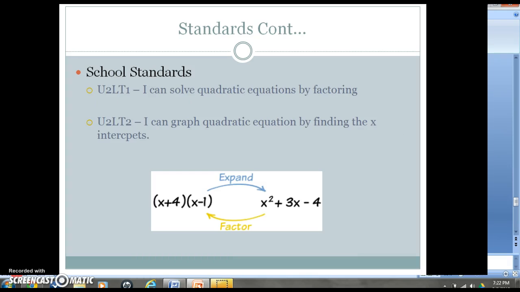This unit will cover the following school standards as set up by the South Elgin High School Algebra 1 team. Unit 2, Learning Target 1: I can solve quadratic equations by factoring. Unit 2, Learning Target 2: I can graph quadratic equations by finding the x-intercepts.